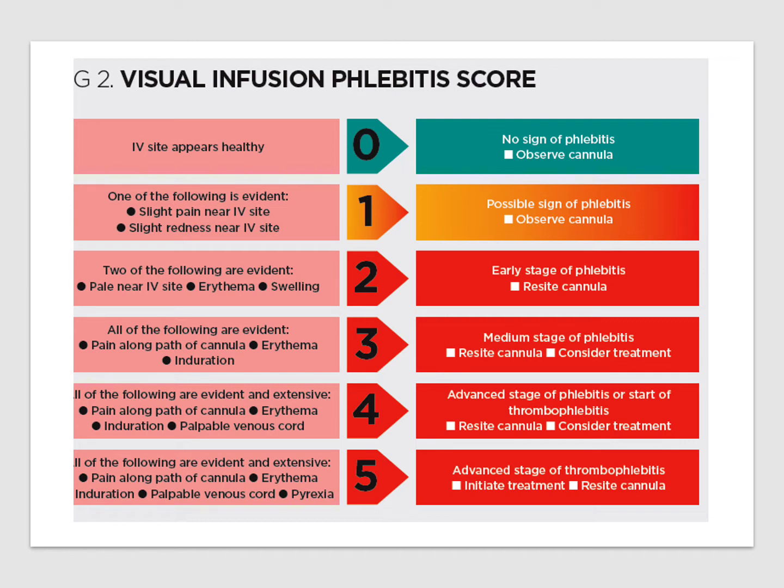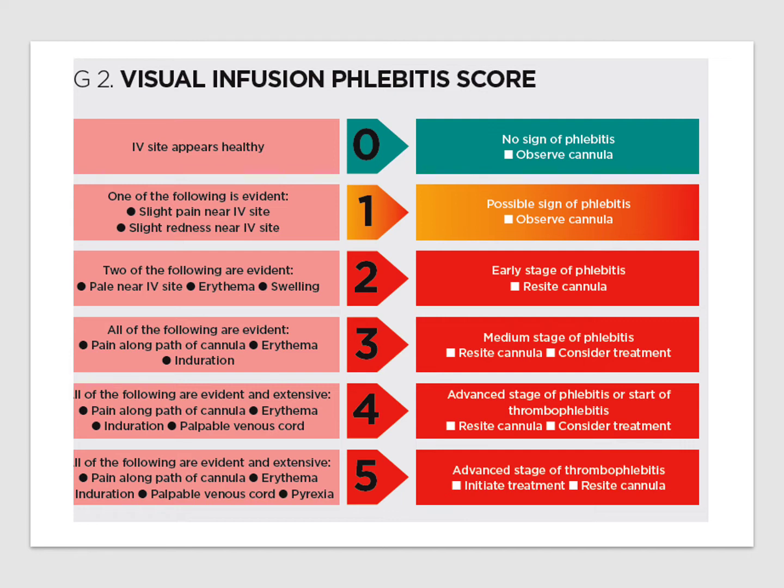So a phlebitis score of 0 would be a healthy IV site, no signs of phlebitis, continue to monitor. A score of 1 would be one of the following is evident. So there could be some pain or there could be some redness around the IV site, one or the other. So you're thinking with the pain or the redness, this may be a sign of phlebitis. So you're on caution, you've got the yellow light. You're watching closely.